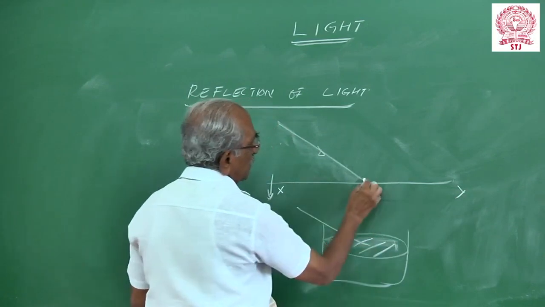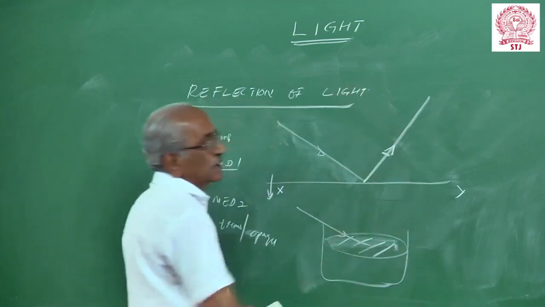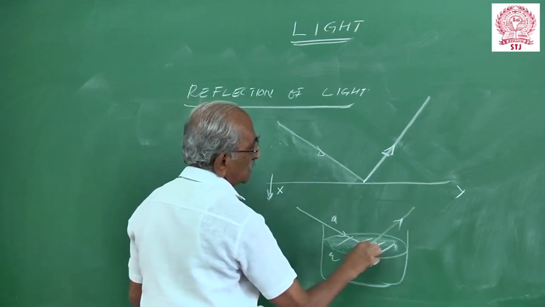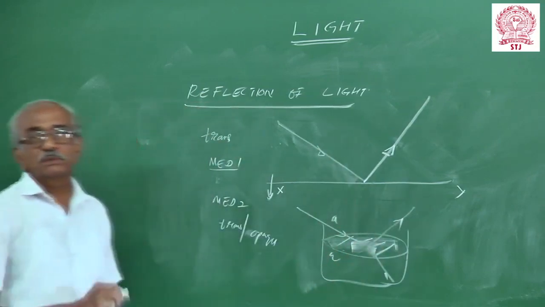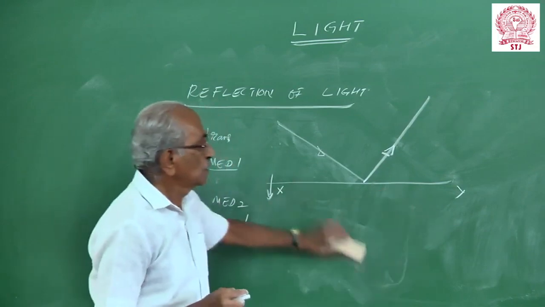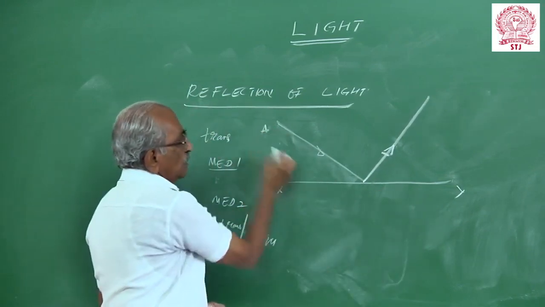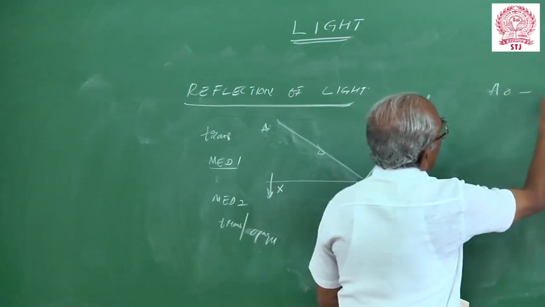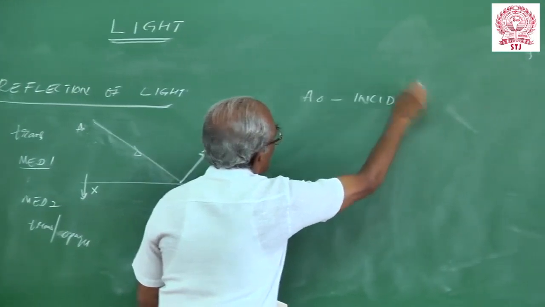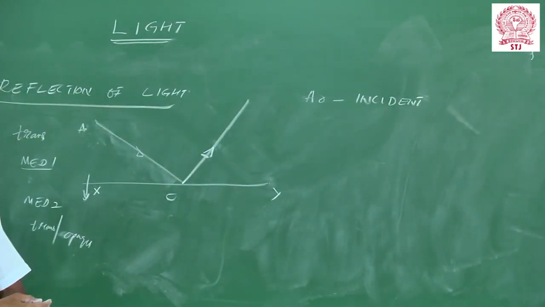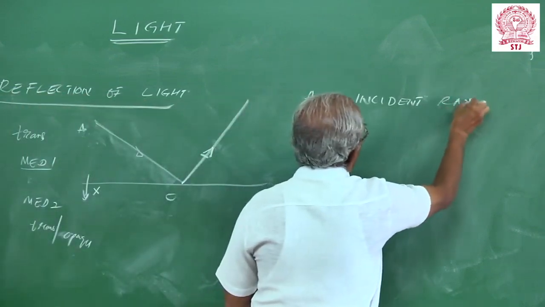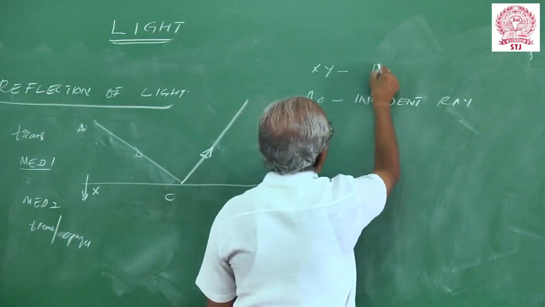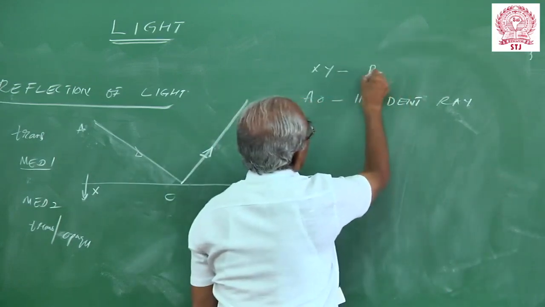If light falls here, a part of it or the whole of it gets reflected. Now I shall ignore the other consequences. If it is water and air, a part gets reflected, a part goes through, a part is absorbed. Three things happen when light falls on a surface. I ignore the other two, I take only this. The light that falls on the surface is called incident light. If it is a beam of light, incident beam. If it is a single ray, incident ray. Now denote this XY, plane of incidence. Now this is, let us say, the reflecting surface.